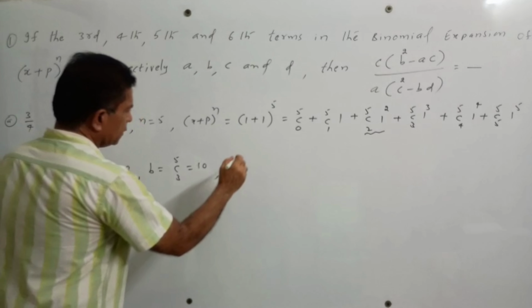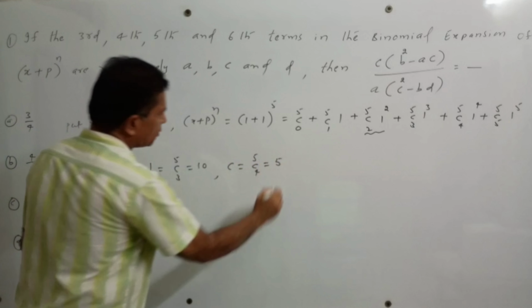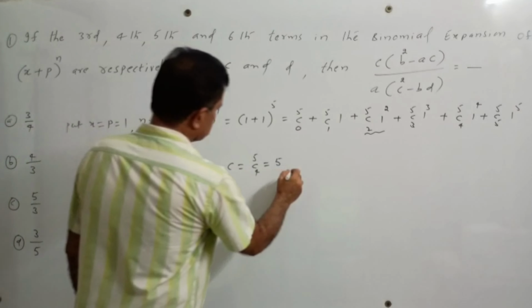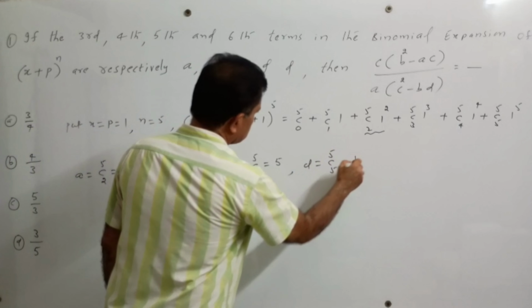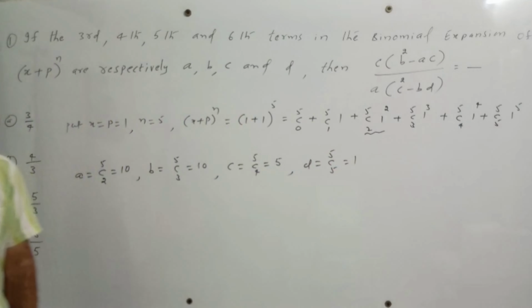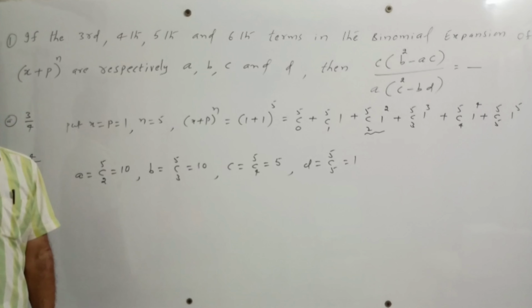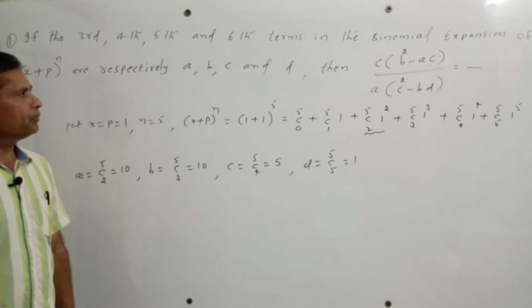Therefore c = 5C4. 5C4 becomes 5 only. And d representing the sixth term. Therefore d = 5C5. That becomes 1. So just I calculated the values of a, b, c, d.